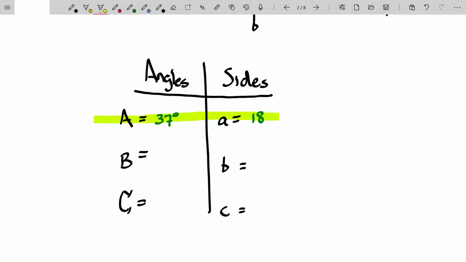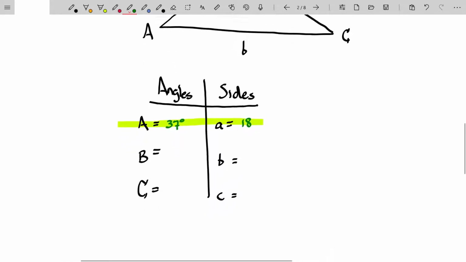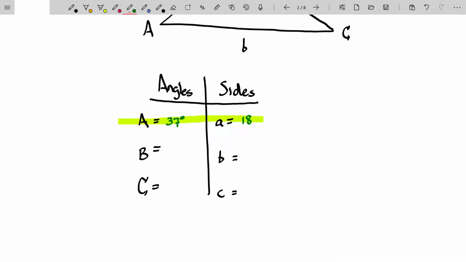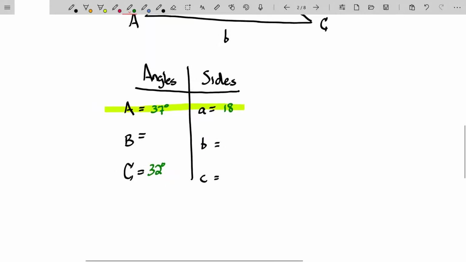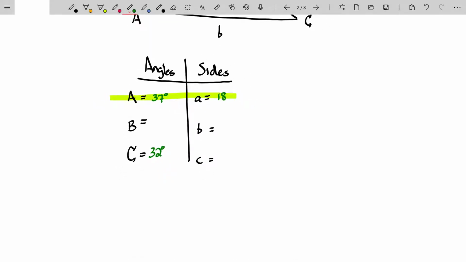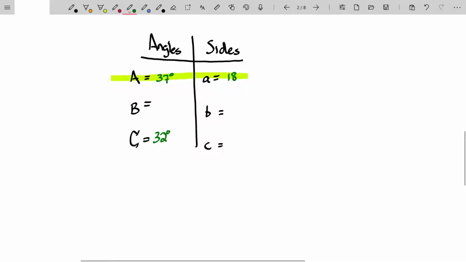In fact, let me change this, because now that I think about it, I'm giving you the ambiguous case and I don't want to do that here. So let's pretend that angle A is 37 degrees and angle C is 32 degrees. That's actually probably better. Okay, so in this case, I still have a known row, and I can therefore use the law of sines. The law of sines basically says I can make ratios to find the unknowns.